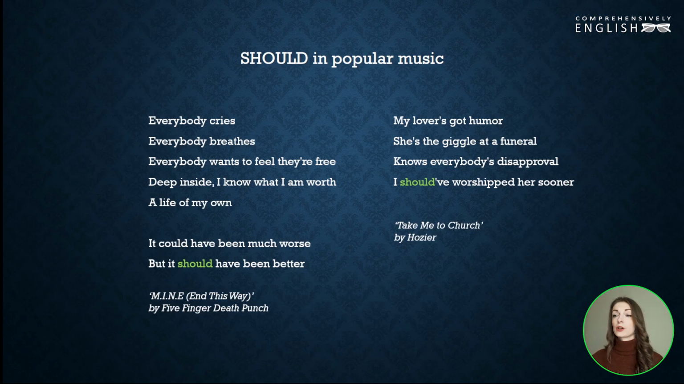Should expresses regret here. The person is speaking about something that he didn't do in the past. That's all for today about the modal verb should.